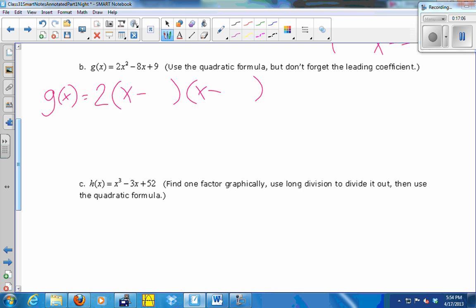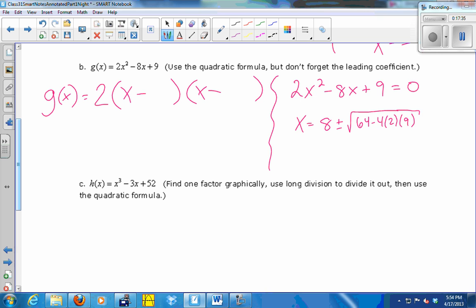All right, so now I'm looking for the zeros. If I know the zeros, I know the factors. So over here, I look for zeros. 2x squared minus 8x plus 9 equals 0. And I would solve that using the quadratic formula. So I get x equals negative b plus or minus the square root of b squared minus 4 times a times c, all over 2a.